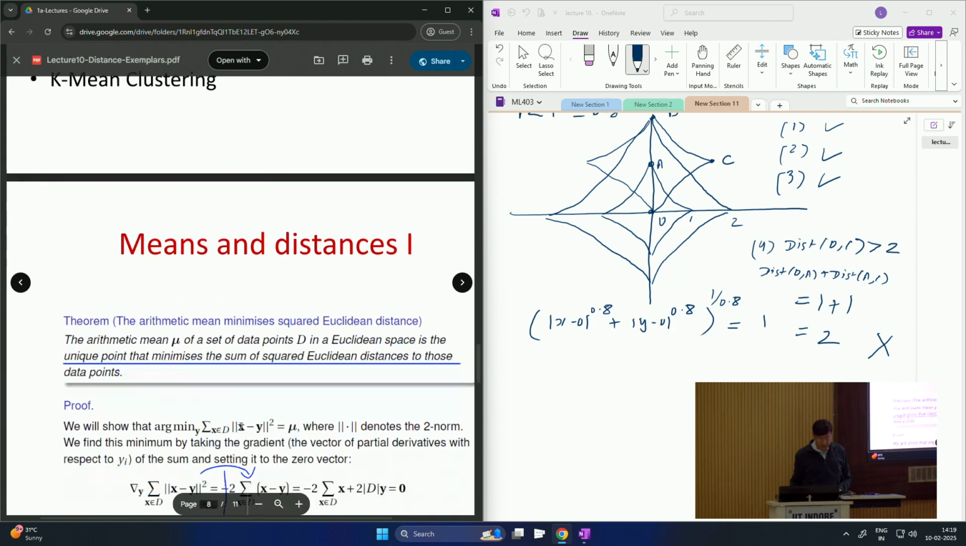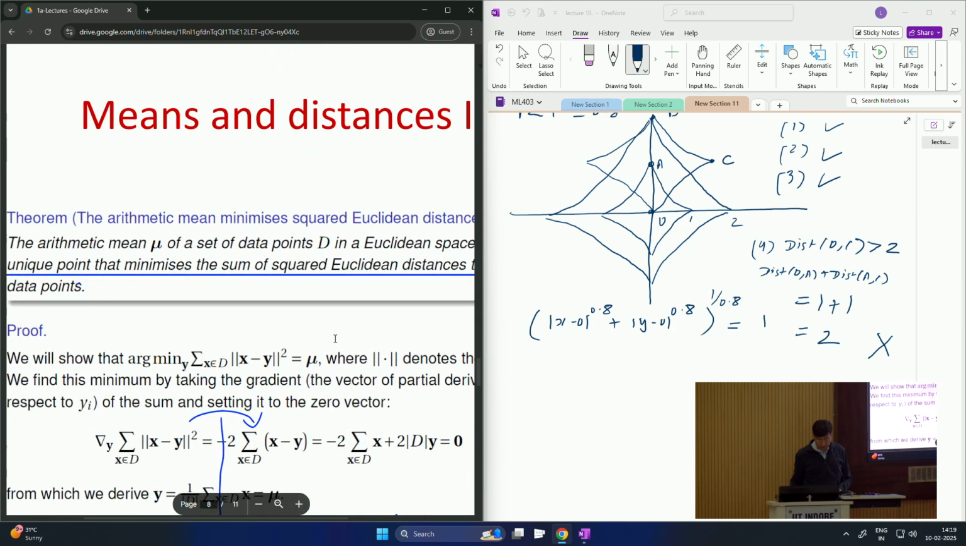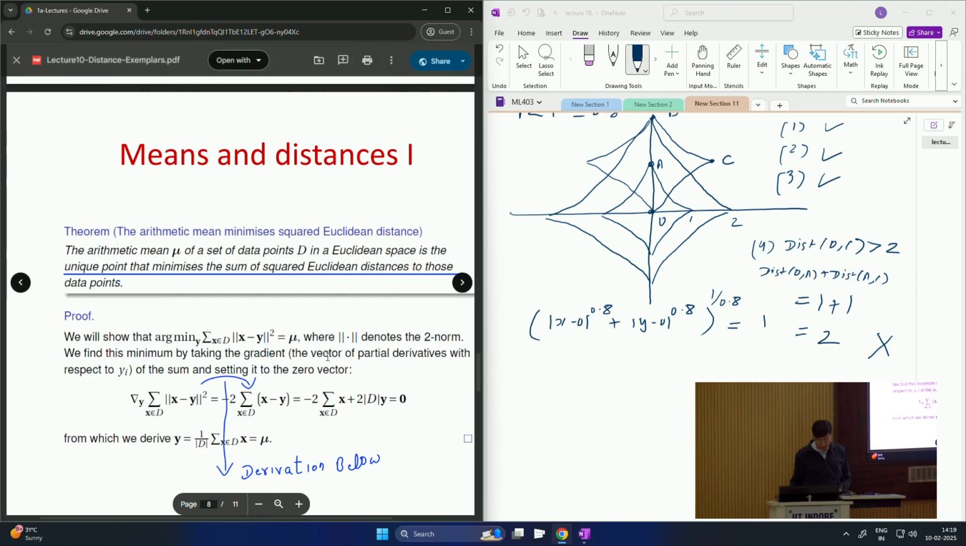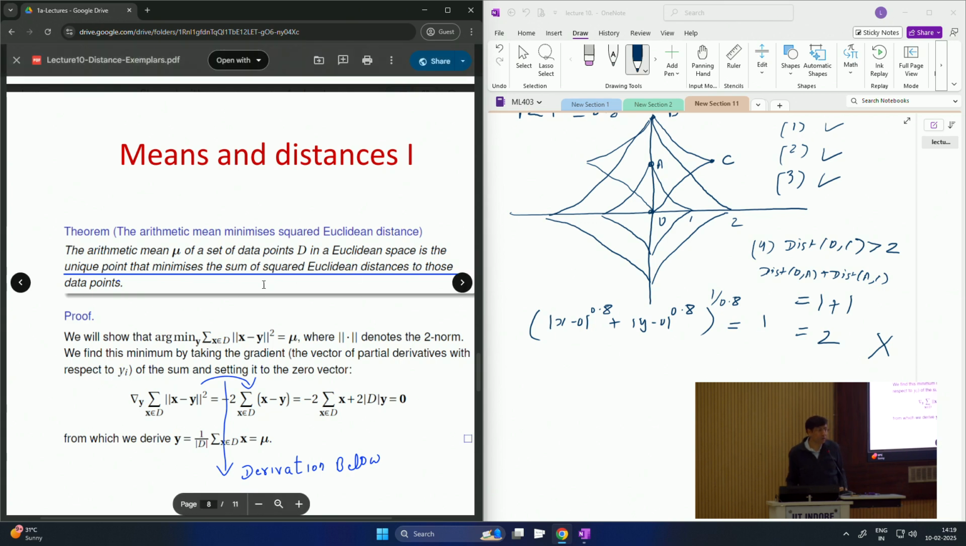So to do that, there is this first theorem. This theorem says, make it larger for you. Okay, now I can't read. Is it readable at the back? Deepak, right? Yeah. The arithmetic mean of a set of data points in a Euclidean space is a unique point that minimizes the sum of squared Euclidean distance to that point.